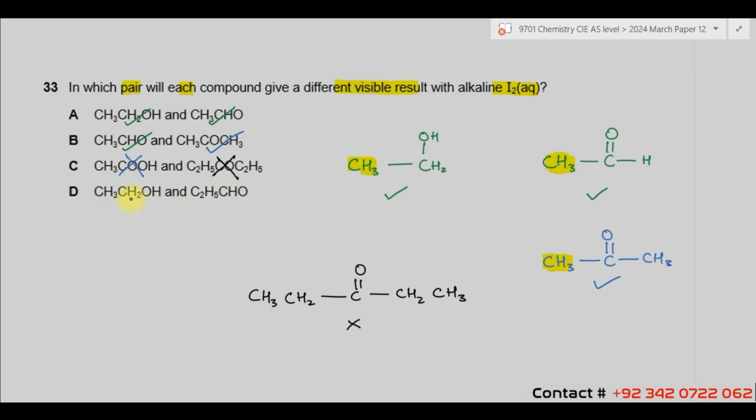Last one, we have 2 carbon alcohol, which gives positive result. We have C2H5CHO. C2H5 means we have CH3CH2 and then it is aldehyde. So CH3 is not directly attached to C double bond O. We have ethyl group, it will not give positive result. So both are same, both are same, both are different. In D, both are different. So D is the correct answer.